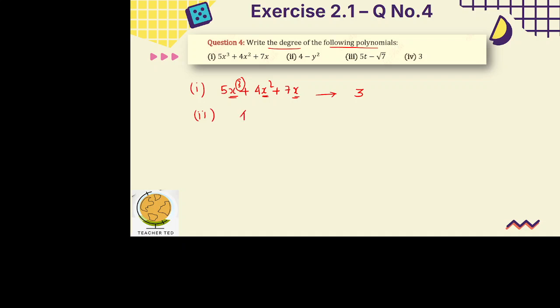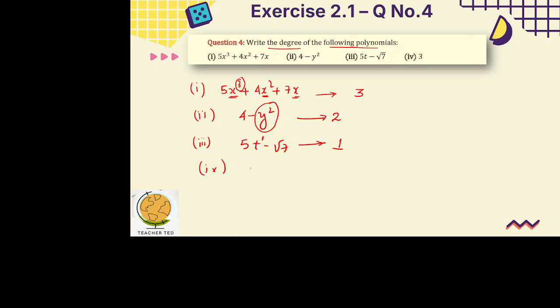Second one, 4 minus y square. Again, this is the term we need to look after. There is a highest power of 2. We can say 2 is the degree of this polynomial. So 5t minus root 7. Root 7 is a constant and 5 is a coefficient. You need to look into this variable. If there is nothing in the power, you can assume that there is a 1 here, and we can say 1 is the degree of this polynomial.